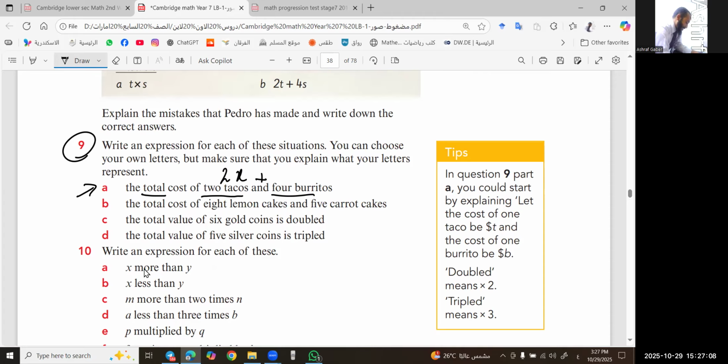Wait, 2x plus 4 parrot. 4x, 4y. Why? Because the terms are not like terms. Okay? Okay. Exercise number B.